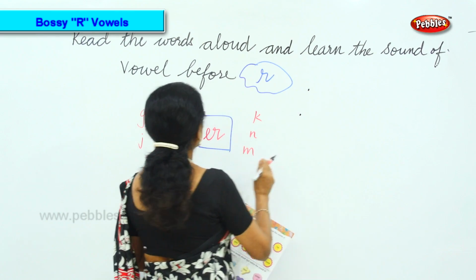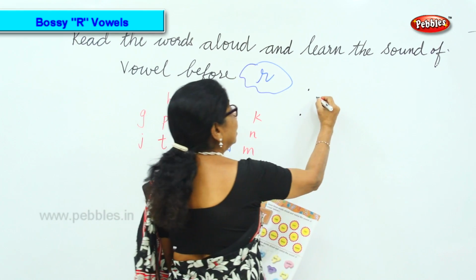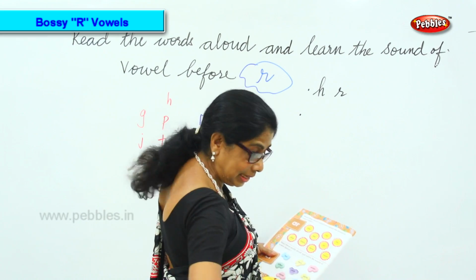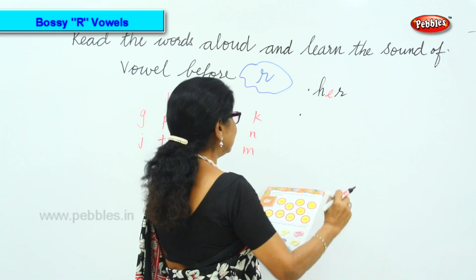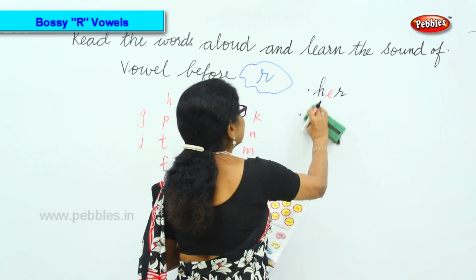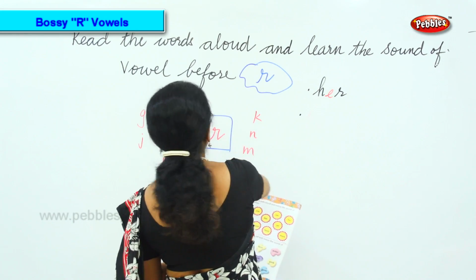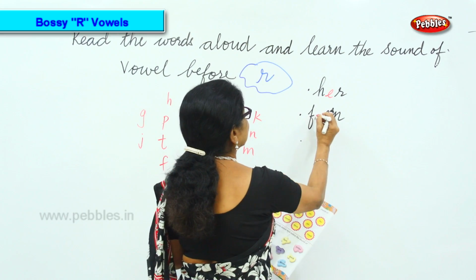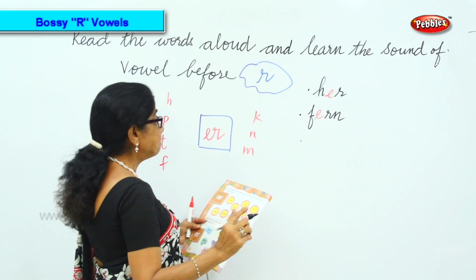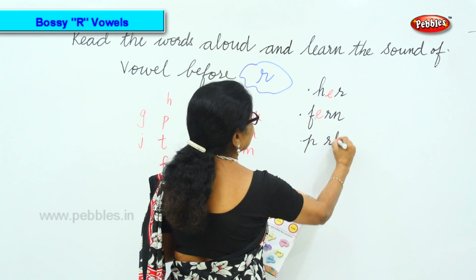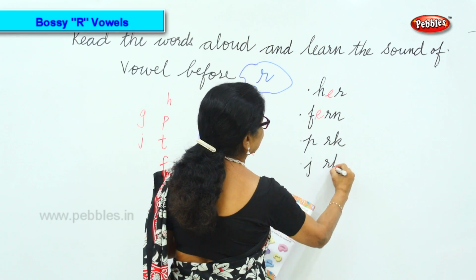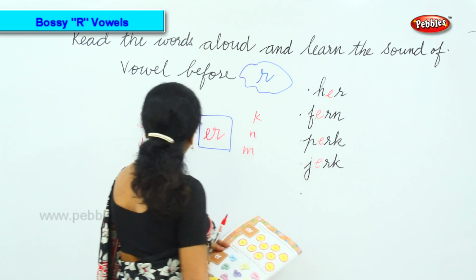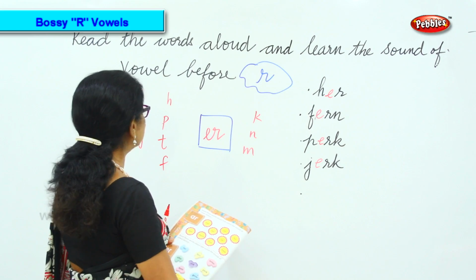First, we'll use H, her. There is her, then in her there is E before R. Her, fern. You have fern, F, fern. Then we have P, perk, perk and jerk. In all this we have E. Okay, perk, jerk, then fern.